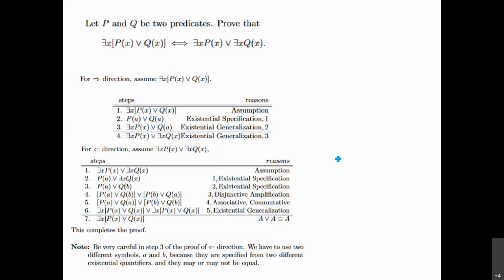There's a note that you should be very careful with step 3 of the going backwards. We have to use different symbols A and B because they are specified from two different existential quantifiers. Basically saying this X is different than this X, so you have to use different constants. For all of these, there were existential. For every, it would have been generalization. Okay.